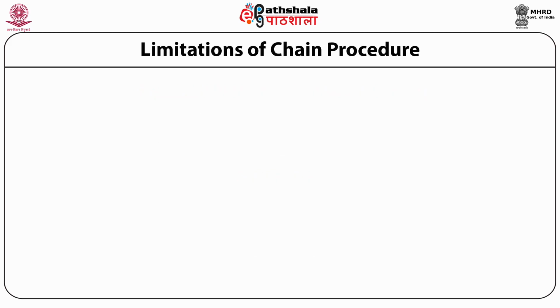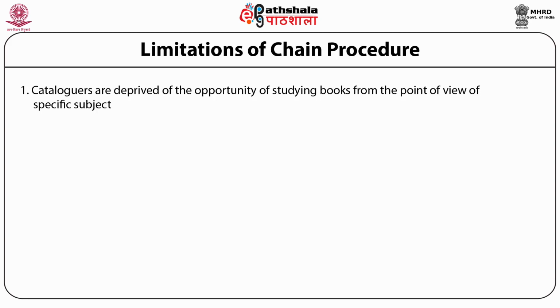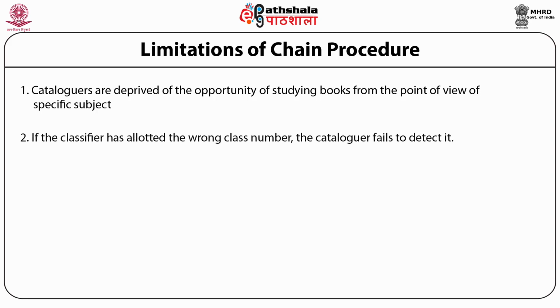Limitations of chain procedure. In spite of all its qualities, this system has limitations of its own. They are, first, catalogers are deprived of the opportunity of studying books from the point of view of a specific subject. Second, if the classifier has allotted the wrong class number and the cataloger fails to detect it, the defective subject entries will be prepared.